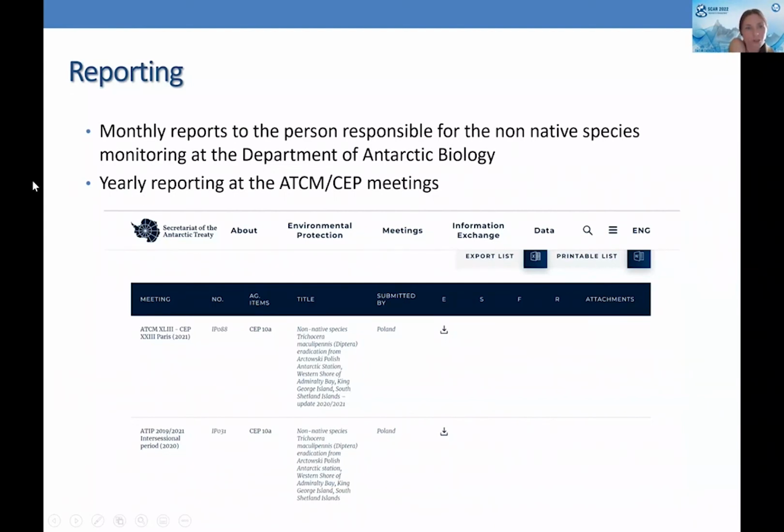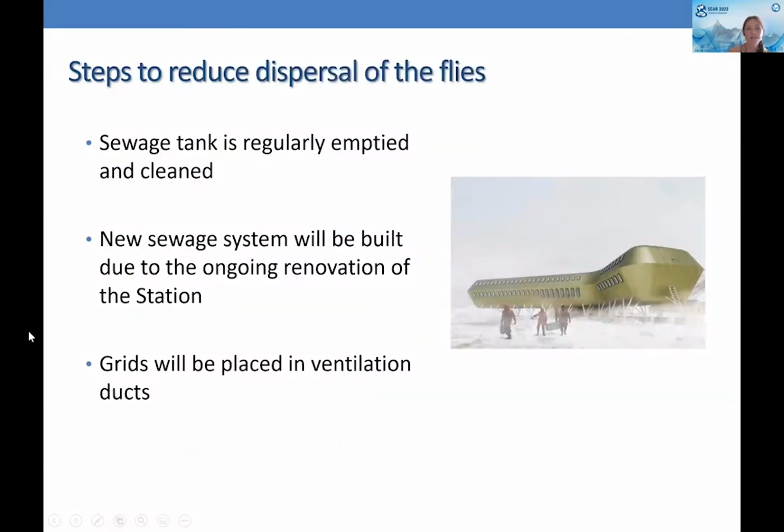Station employees report every single situation where flies are found to the Department of Antarctic Biology, and yearly we report a summary of those findings to Antarctic Treaty Consultative Meetings and to CEP meetings through information papers. To reduce the dispersal of flies, the sewage tank is regularly emptied and cleaned, and it looks like this really helps. It looks like that was the main breeding area for flies, and it's not anymore.